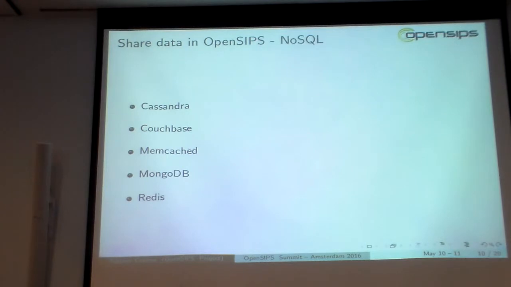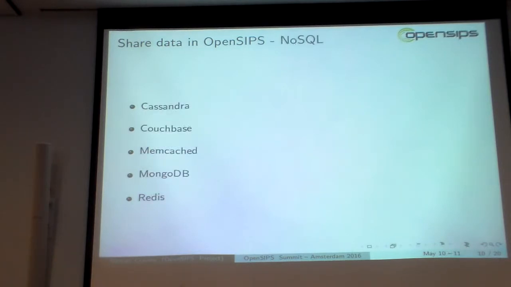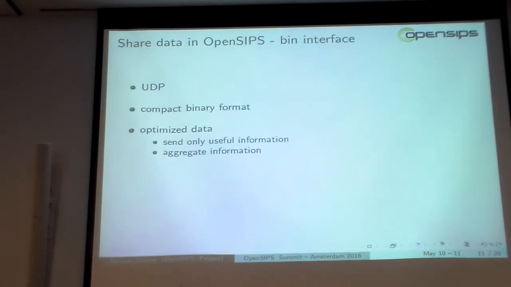However, the problem I find with this is that each of them is a server, so you have to maintain another service, one or more services, on your platform. That's why in 2.1, if I remember correctly, we introduced the bin interface, the binary interface. It's an interface that OpenSIPS uses to replicate data internally. So OpenSIPS itself replicates data to all its other nodes.